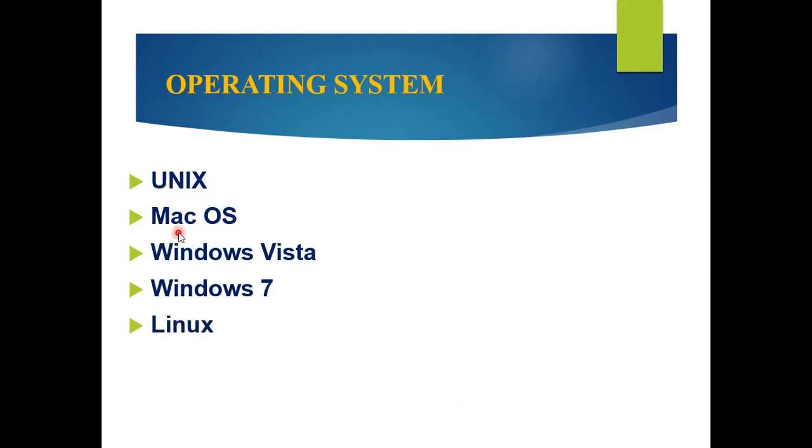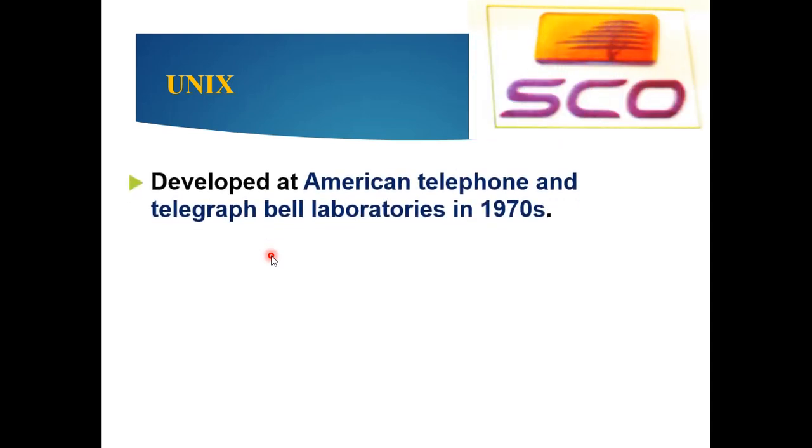Unix, Mac OS, Windows Vista, Windows 7, Linux. These are some of the operating systems which we are using. First one is Unix. It was developed at American Telephone and Telegraph Bell Laboratories in 1970. In the laboratory called American Telephone and Telegraph Bell Laboratory, in the year 1970, the operating system called Unix was developed.